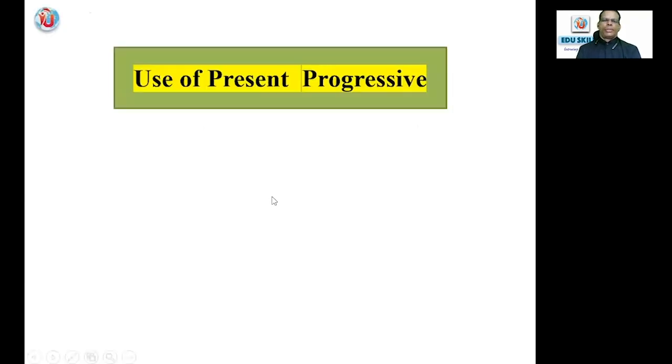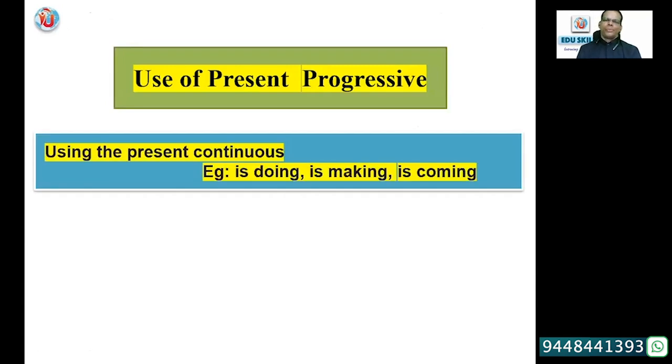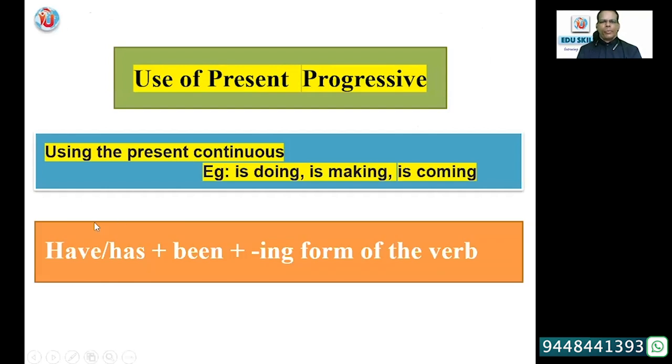Yes. Now coming to present progressive. I hope present tense is very simple. It's very easy, and it's called simple present, and it's very simple. So the use of present progressive, or present continuous, whatever you call it. For example, someone is doing, he is making, he is coming. The structure will be as somebody has posted on Facebook. You have all the formats over there. Has or have been, and the ing form of the verb. Ing form means doing, making, working, swimming.